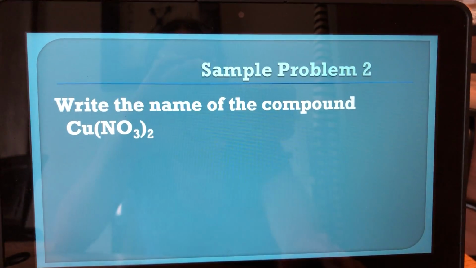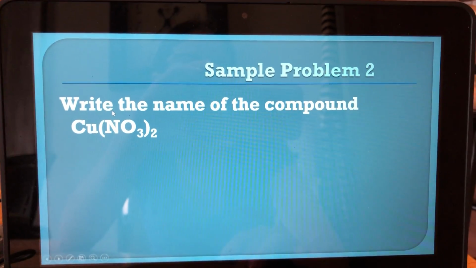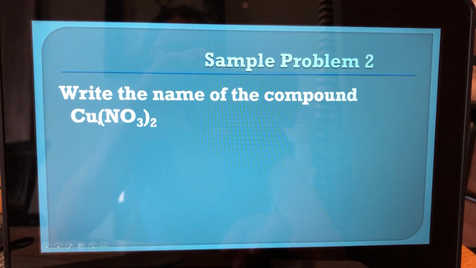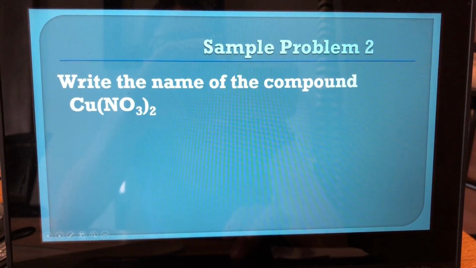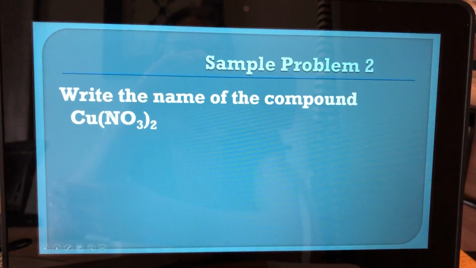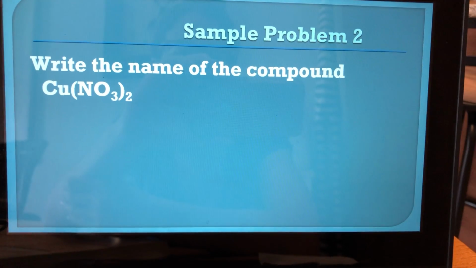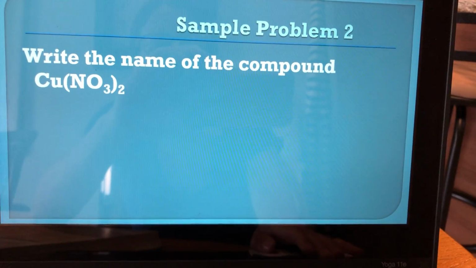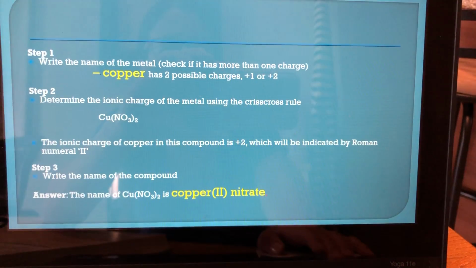Okay. So let's try this one together. Maybe try it on your own on the side if you have a piece of paper. Try to write the name of this compound. So Cu, what is that? And then what is NO3? I'll give you a second there to look that up on your periodic table, or you can pause the video. Okay, so the answer is copper nitrate.